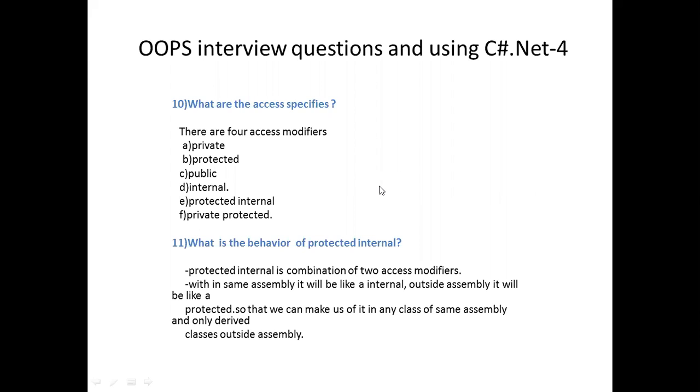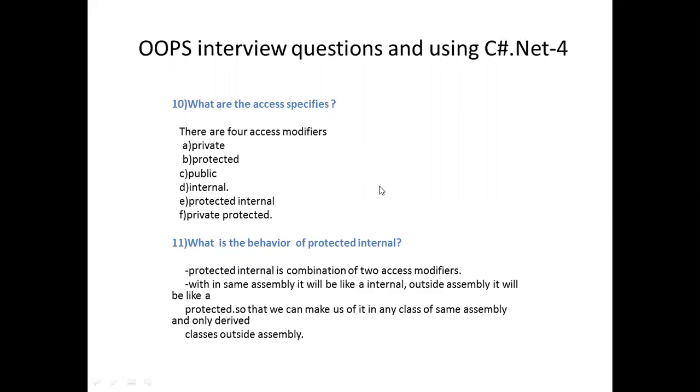In our first lesson, we discussed what is data abstraction. At the time, I skipped the definition. Data abstraction, in the sense of hiding the unnecessary details, is known as data abstraction. Then how can we achieve this data abstraction in OOPS using access modifiers?